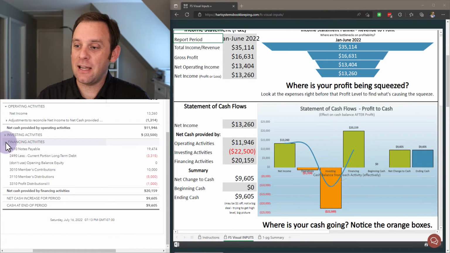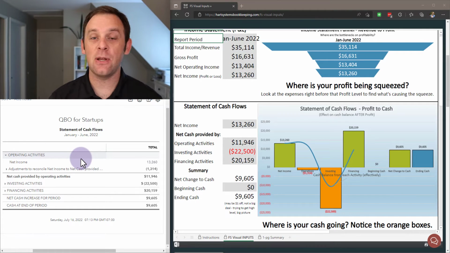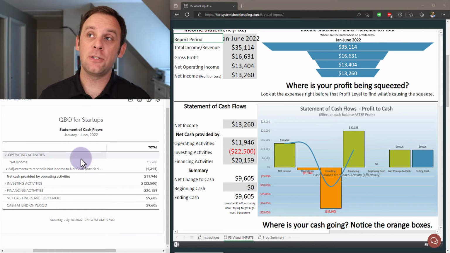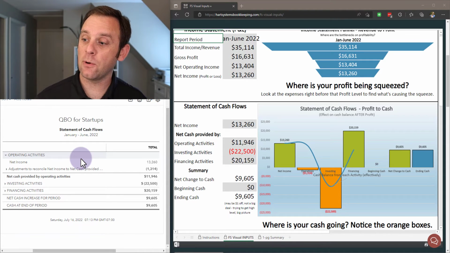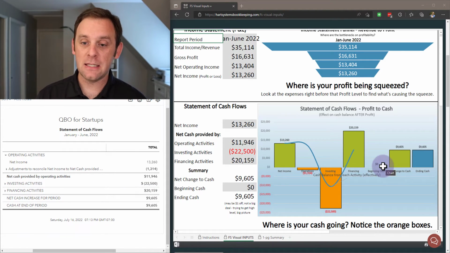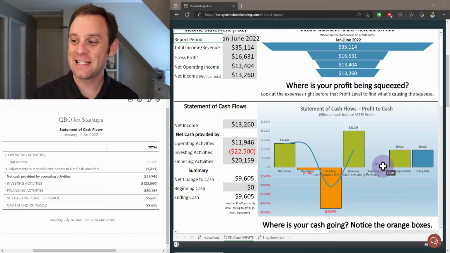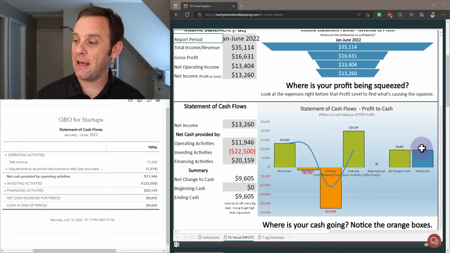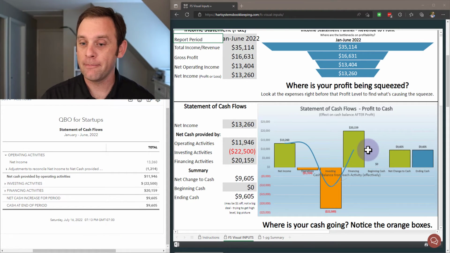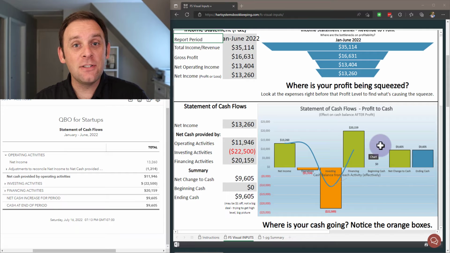So that's the statement of cash flows. Again, 3 major sections. You have operating and investing and financing. And then finally, of course, there is the summary. So this year for this online course, this business started this year. So started with $0 and now we're ending up at $9,000. So that's a pretty good increase right there. That's a little summary on cash. All right, let's move on to the balance sheet.